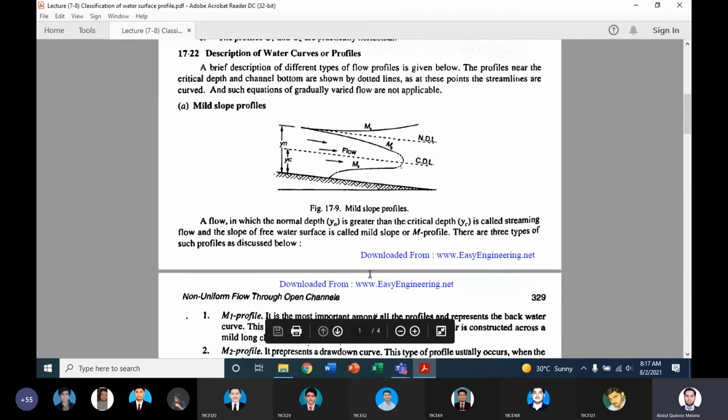Now the description of the water curves or the profiles. A brief description of different types of the flow profiles is given below. The profiles near the critical depth and in the channel bottom are shown by the dotted lines. As these points the streamlines are curved.